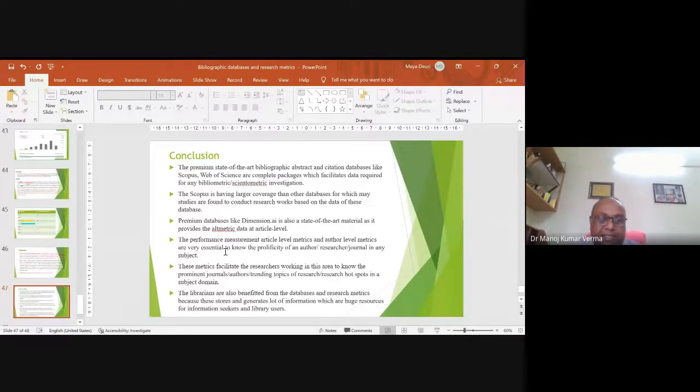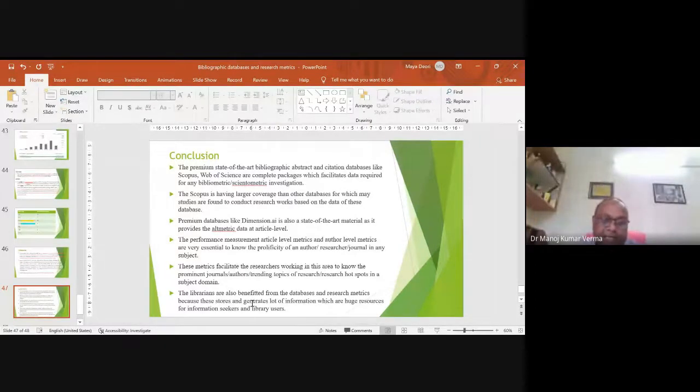The premium databases like Dimensions.ai are also state-of-the-art and provide Altmetric data at the article level. Performance measurement, article-level metrics and author-level metrics are very essential to know the prolificity of an author, researcher, or journal in any subject.